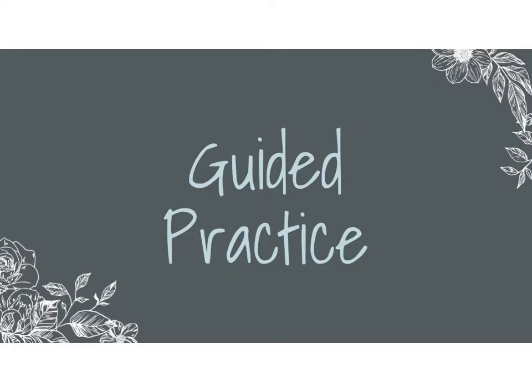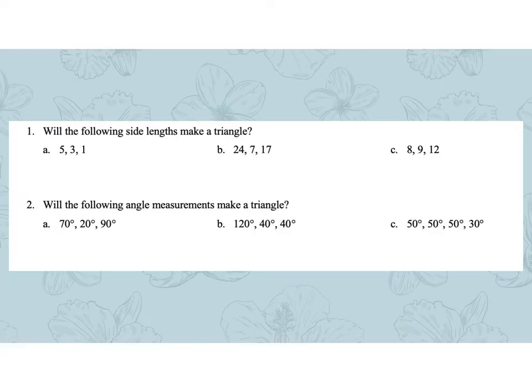Now we'll complete a few guided practice problems together. Question number 1 says, will the following side lengths make a triangle? So we will want to add together the two smaller side lengths and see if that is greater than the largest side length. So we'll add together for A, 3 plus 1, that equals 4. And 4 is not greater than 5, our longest side length. So this would not form a triangle.